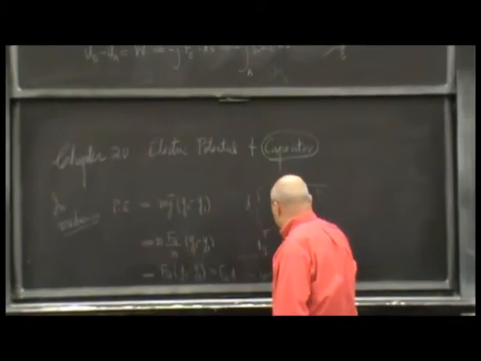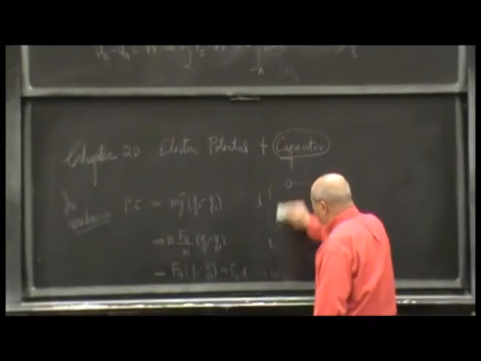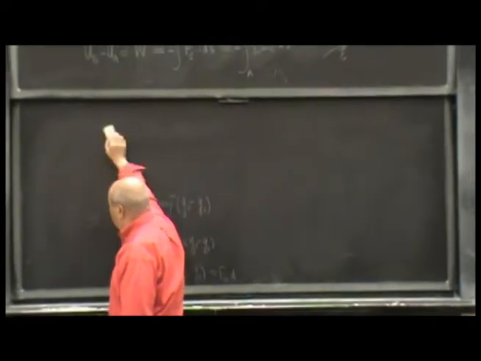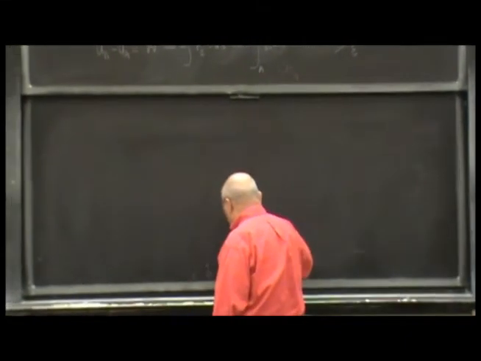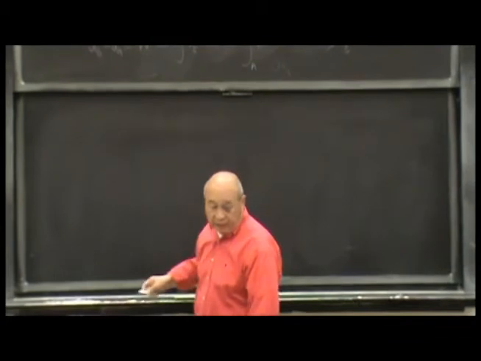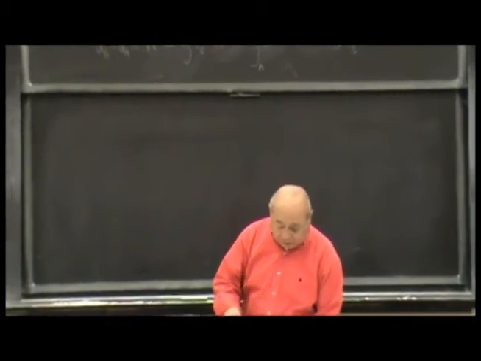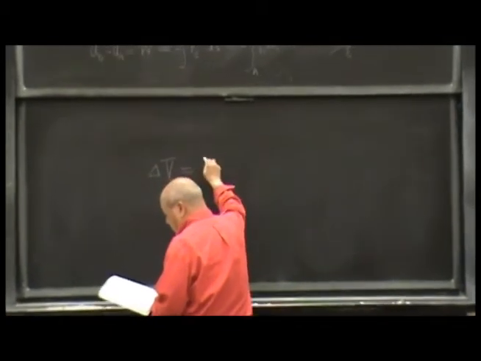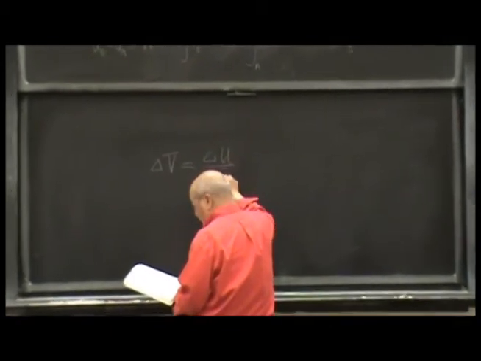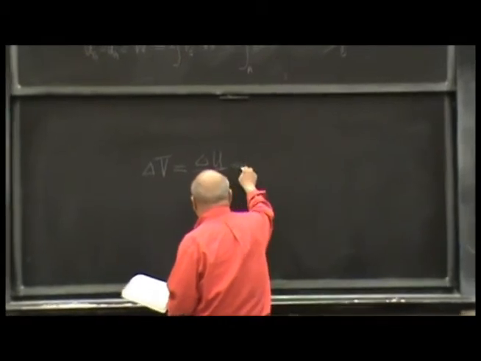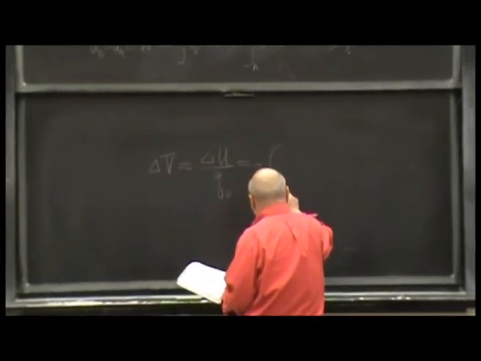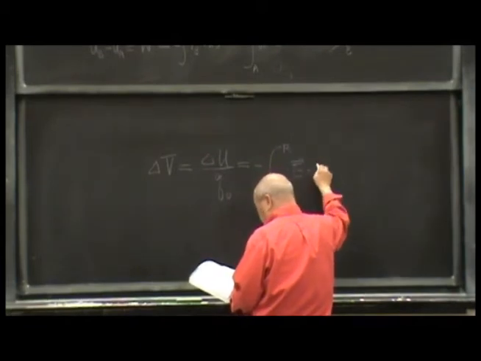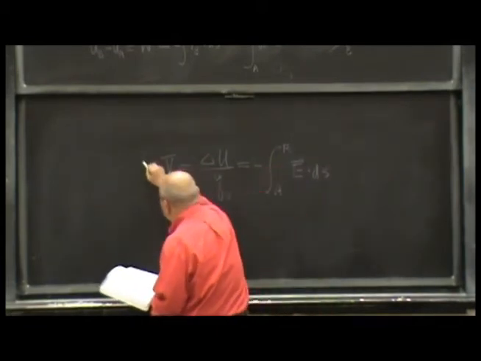So we introduce V, and we define it as a volt. In that case, we have delta V equal to delta U divided by Q sub 0, which is minus the integral from A to B of E dot ds. Okay, so here you go.